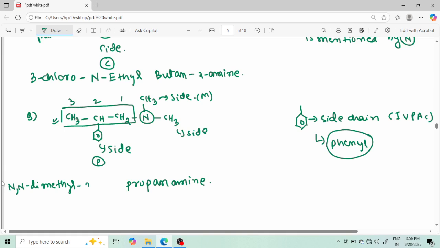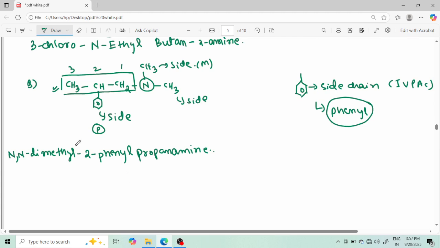And then at second position you have phenyl, and lastly you have propanamine. Understood? I hope you understood this. Now this aniline part is done. Next one, we'll do the last question based on this.